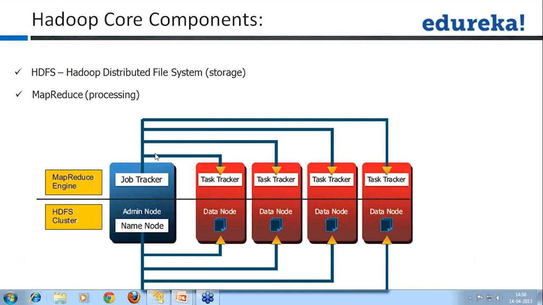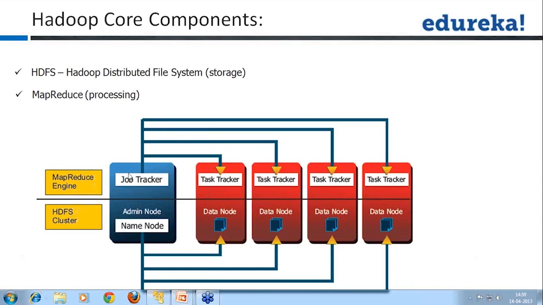So basically we have two major components. One is HDFS, the Hadoop Distributed File System, and the second one is MapReduce. The distributed file system is used for storing, and processing is done by MapReduce. We will talk about MapReduce later on, in the next few classes, not today.